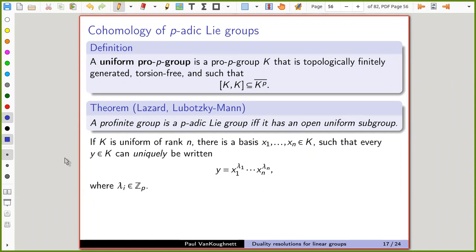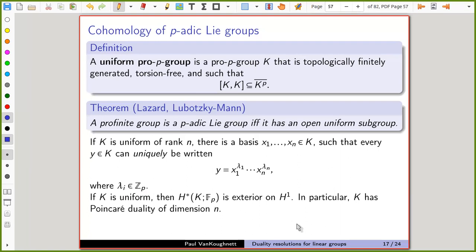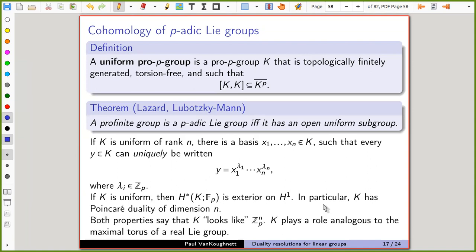Okay, so here are some properties that these groups have. If K is uniform of rank n, so if it's n-dimensional as a p-adic Lie group, then there's what's called a basis of K. And what that means is that every element of K can uniquely be written as a product of powers of the basis. Because we're in a pro-p group, we're allowed to take powers where the exponent lives in Z_p. The other nice property is that their cohomology is very simple. So the cohomology of a uniform group is exterior on H1. And in particular, these groups always satisfy Poincare duality.